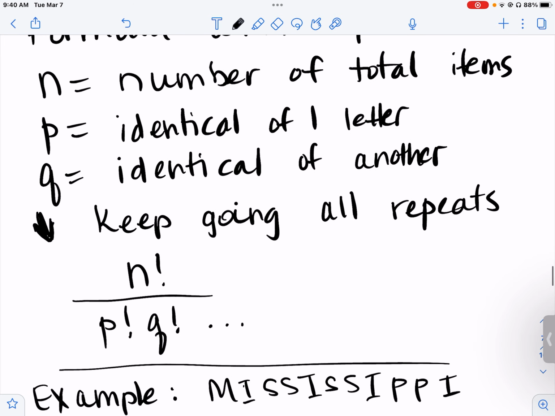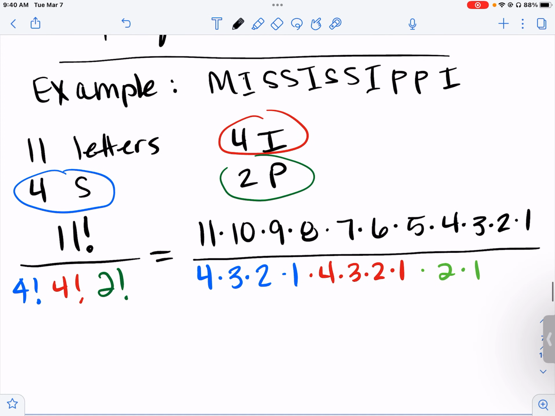Okay, so you put how many total letters on top, factorial, and then you do a factorial for each of the other repeats. Okay, example, Mississippi has 11 letters, 4 I's, 2 P's, and 4 S's. So we put 4 factorial on bottom for the 4 I's, 4 factorial on bottom for the 4 S's, 2 factorial on bottom for the 2 P's, and 11 factorial on top for the 11 letters.